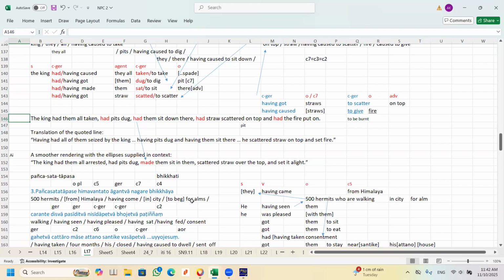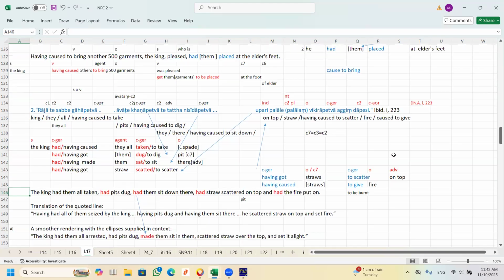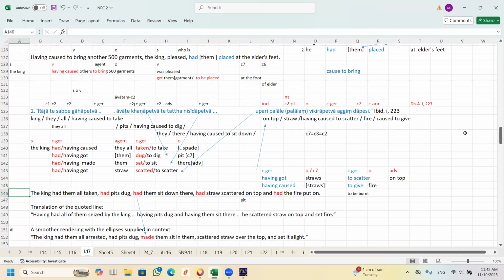Okay. Brother Alfred, yeah. In Pali they chose the word dapesi. Isn't there another more suitable word in Pali? Why did they choose dapesi? In Pali, they could have another word like what you suggested here, burn or set fire, rather than to give fire.